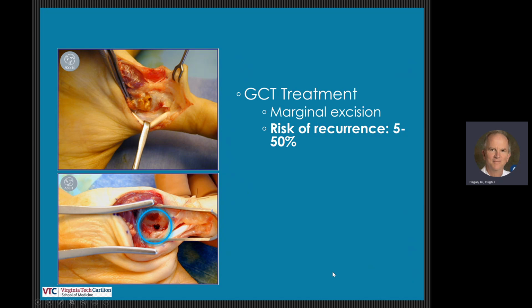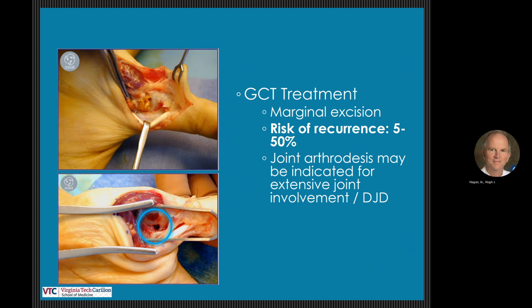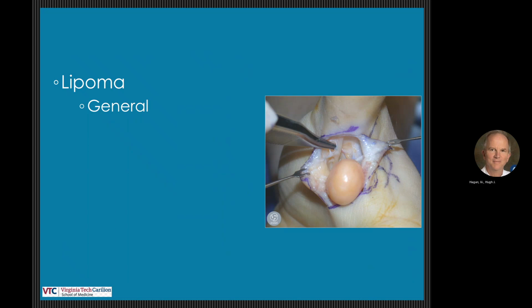And I think a lot of this simply depends upon the point of origin of the lesion. For instance, if it arises in the DIP joint, the only way to get to the entire tumor is to open up the DIP joint. And sometimes that's more than you want to do. Joint arthrodesis may be indicated if you have extensive joint involvement or a recurrent giant cell tumor. Another common mass seen in the hand is a lipoma.